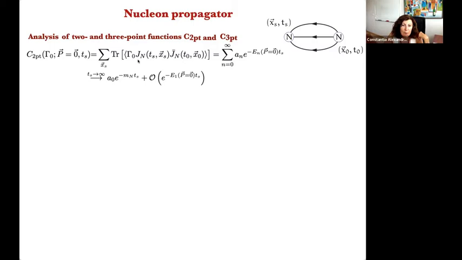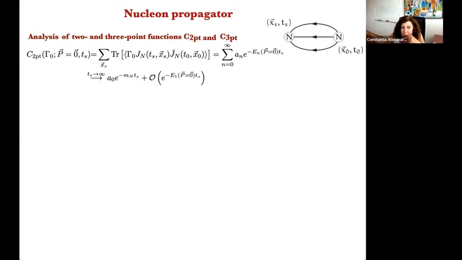If I do a spectral decomposition of this vacuum matrix element here, I would get a sum of exponentials with energies of the states of the nucleon with certain amplitudes A. This is a sum that goes from zero to infinity. Now, I sum over the end point, which means I take the zero momentum limit, so I have the zero total momentum energies of the system. Then if I allow this time evolution to be large enough, the only dominant exponential will be the one with the smallest energy, and this will give me the mass of my nucleon. So this is how I will extract the mass of the nucleon.